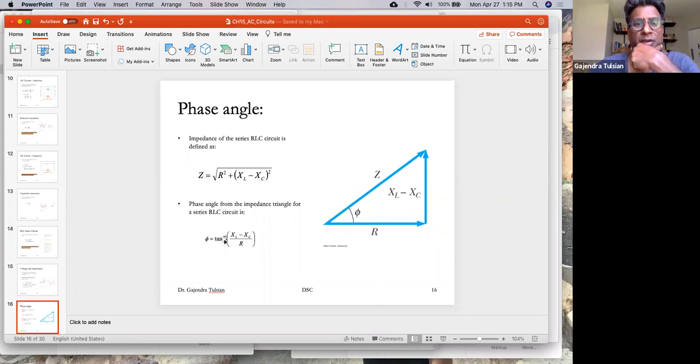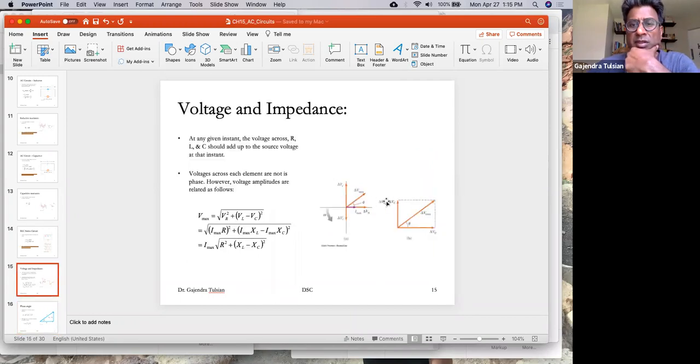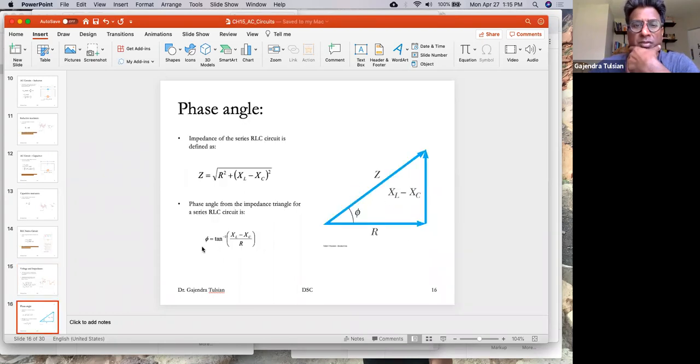There's Z, and phi is, of course, this angle. Phi is the angle between the voltage phasor and the current phasor. There is a Y component of the voltage phasor and the X component. So tan phi is (XL minus XC) divided by R. The Y component of the voltage was proportional to XL minus XC, and the X component to R. So there's phi as a function of frequency. Those are the two things you were interested in. You have them now.